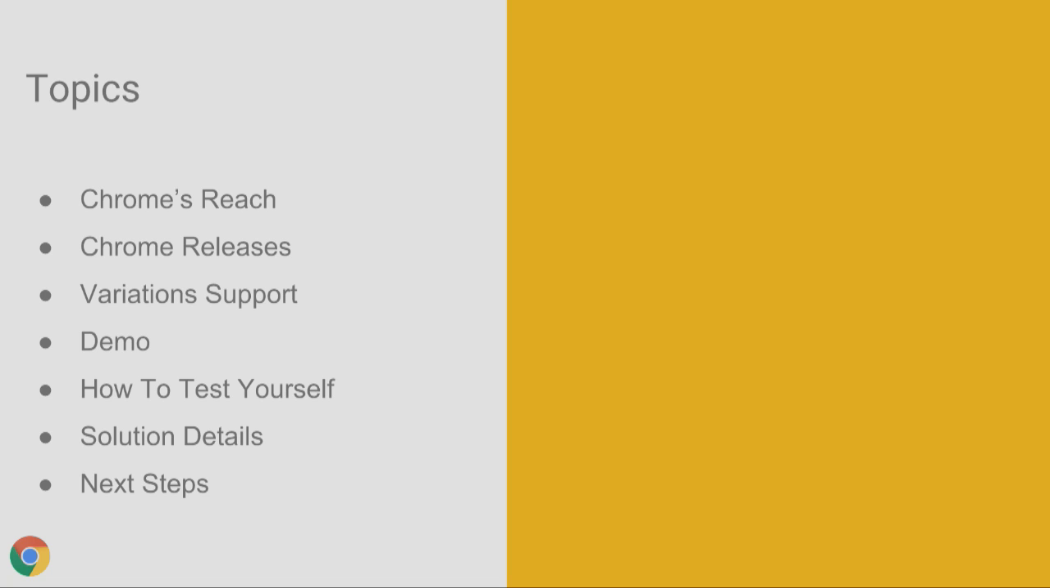And then we dive into Chrome variation support with a demo. And then I'm going to explain to you how you can get testing yourself. We've seen some of this in the past few days, but I'll give you a quick three-step recipe for getting started. There's going to be a little bit of time to explain the details of our solution, and I'm going to explain a little bit about the next steps we plan in development.